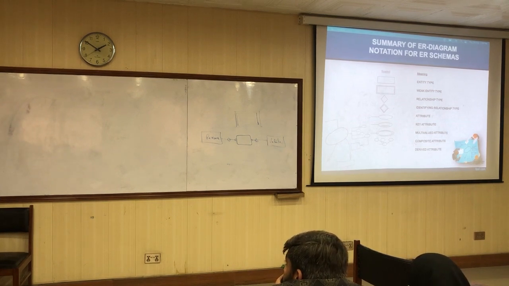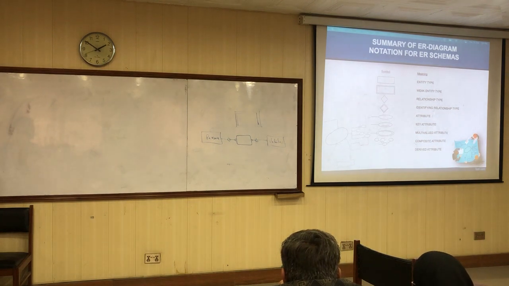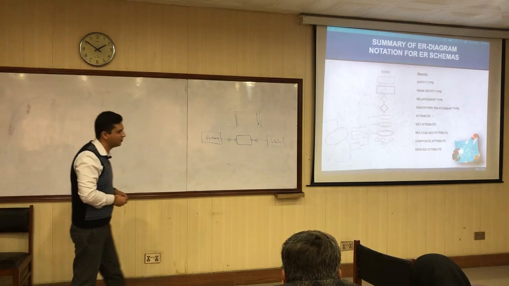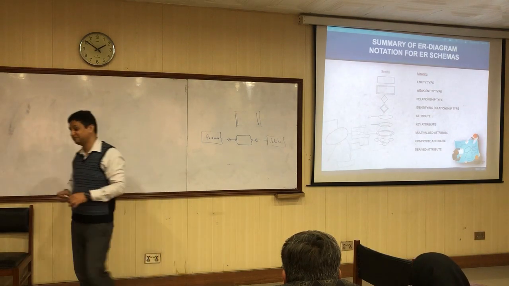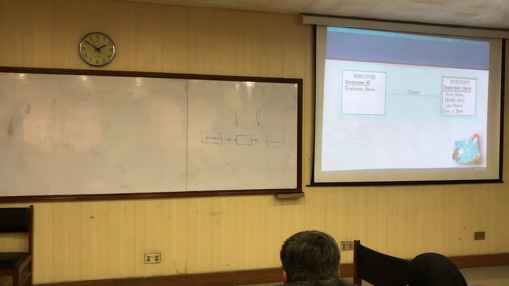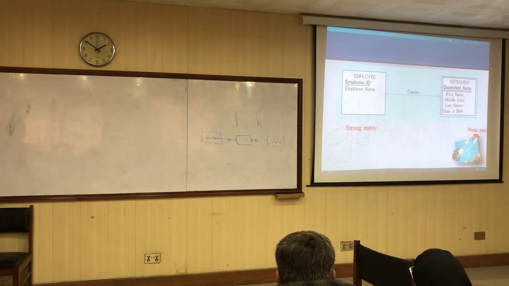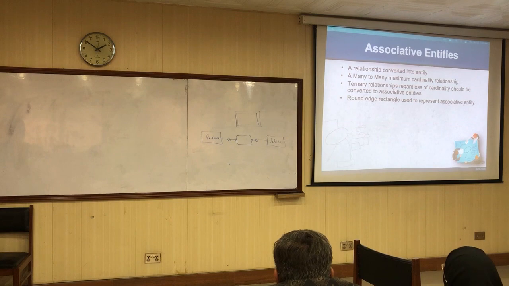So these are some of the symbols which are being used. Please be attentive. These are some of the symbols which are used in the entity relationship diagram, okay? Here is an example. Associative entities, we have talked about associative entities, okay?